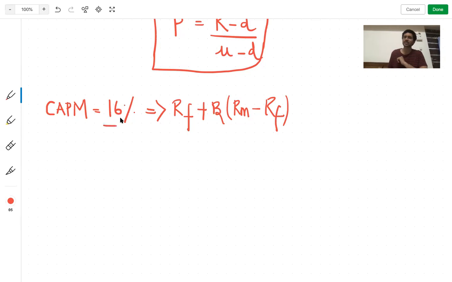What does this 16% actually indicate? If I, as a risk-averse investor, want to invest in this share, I'm not talking about an option, I'm talking about a share, where the current share price is 50, and that can go either up to 55 or it can come down to 45, then with these conditions, I expect a return on this share of 16%. This is my required rate of return.